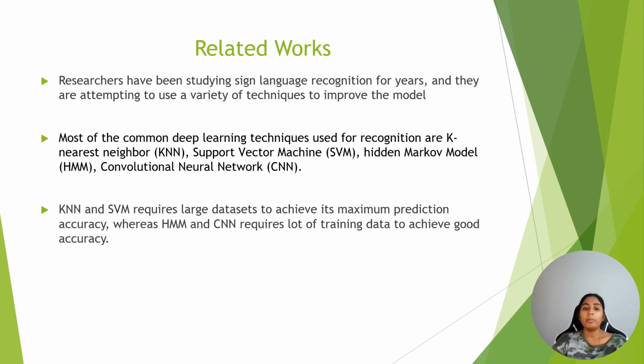So, most of the common deep learning techniques that have been used for recognition are k-nearest neighbor, support vector machines, hidden Markov model, and convolution neural networks. These are the most common learning techniques used for recognition. Generally, KNN and SVM require very large data sets to achieve their maximum prediction accuracy, whereas HMM and convolution neural networks require a lot of training data to achieve good accuracy.